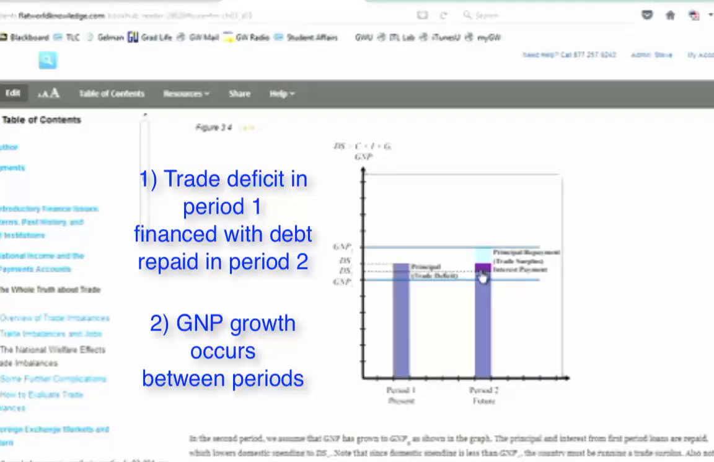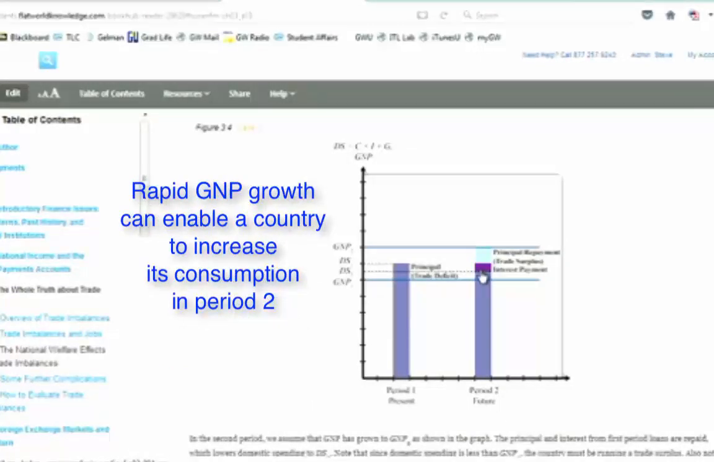So it's quite conceivable that with rapid enough growth of GNP, an economy can actually accomplish a higher standard of living in the future, despite the fact that it has to repay those debts to foreigners in the future on the money that it borrowed in the first period. So it's possible for this purple line to get pushed up even higher if this GNP line gets pushed up as well. The faster the growth, the less onerous is the borrowing that you've undertaken in the earlier periods. Yes? This is assuming that in the second period there is no borrowing. There's no borrowing, there's only repayment of debt taking place.